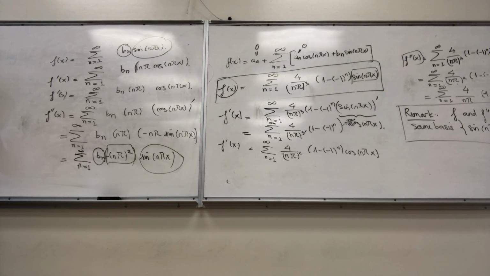All right? Yes? The coefficient there, the b_n times the n pi squared and whatnot, would that be essentially the amplitude of the waveform? Yes, I'm going to come to that point in a second.